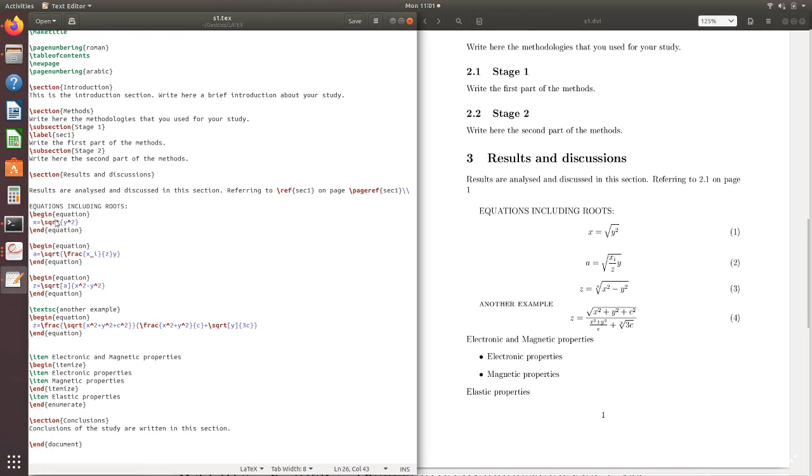You see the equation is written here: x is equal to backslash sqrt, then within curly brackets y hat 2, that means it will produce x is equal to square root of y square, that is here. And then another equation is here, begin equation, a is equal to square root, okay, square root, then the number should be written within the curly bracket. So this curly bracket and this curly bracket will contain the number whose square root should be calculated.